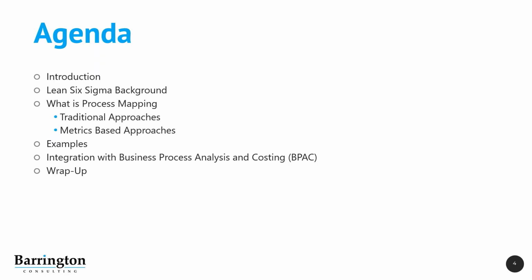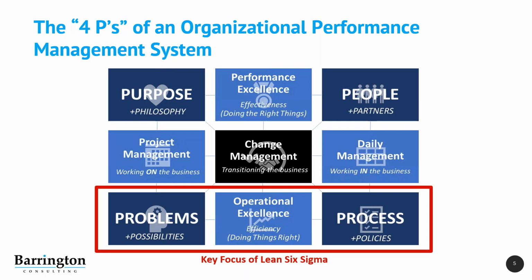Alrighty, so we'll start off with the Lean Six Sigma background. Before we get there, we'll talk about the 4 Ps of an organizational performance management system. The 4 Ps are a model that we use in our training. We believe strongly in it. Basically, the 4 Ps are the 4 pillars of the organizational performance management system. Those are the outer 4 squares you see here in this slide.